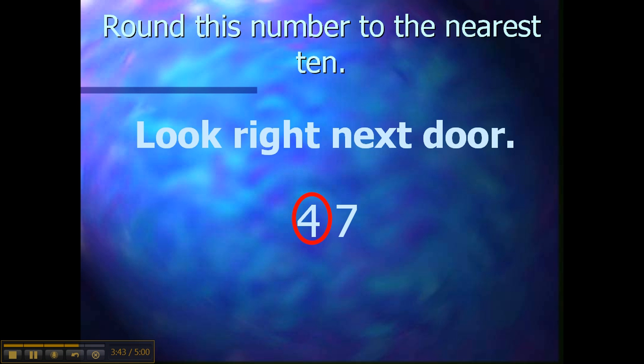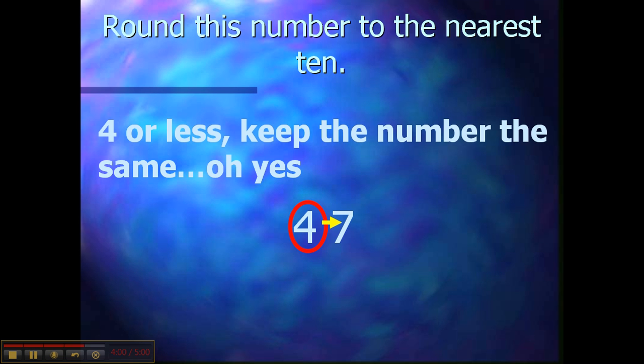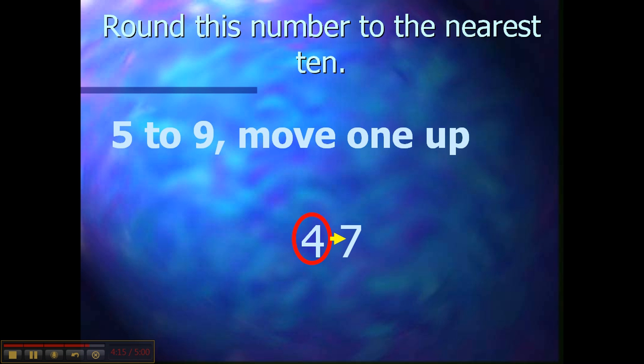Now let's start our rounding. We're going to look to the right. We always look to the right first, and we see what's the neighbor, what is the friend next to the tens place. In this case, the number 7. And now let's think about our rhyme. Well, our rhyme says 4 or less, we keep the number the same. But as you can see, boys and girls, the number 7 is not 4 or less. It is bigger than 4. So we need to go to the next part of our rhyme. 5 to 9, move one up. So number 7 is definitely 5 to 9, so we're going to move one up.